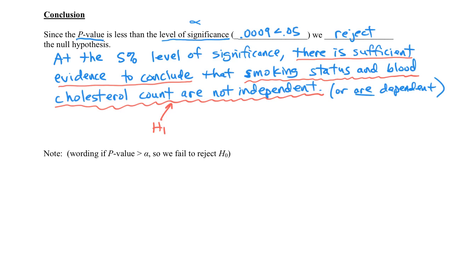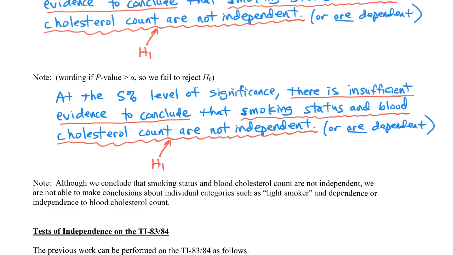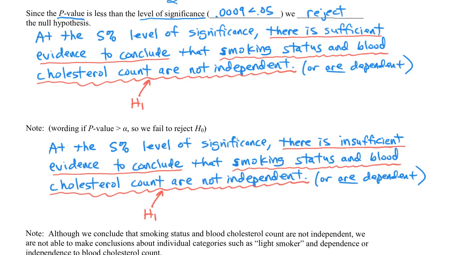But I want to show you the other wording. If this had happened, which it didn't, I want to show you the wording if the p-value is greater than alpha, so we fail to reject. With this language, I can basically rewrite this same thing by changing just two letters. If you look at these two, there is just one difference: right here we said sufficient, and right here we say insufficient.